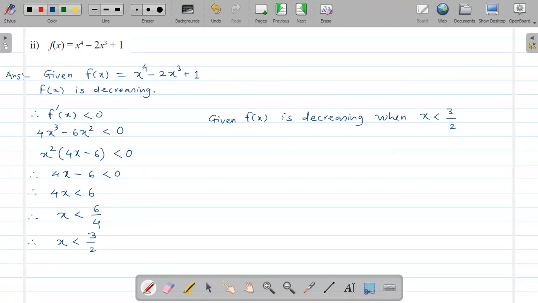See here we get the two factors, that is x square into 4x minus 6. So you have to consider that 4x minus 6 is less than 0, and that's why you will get x less than 3 by 2. Okay. So the answer depends on the factors that you require from the derivative. So see this answer, and you have to write that x is less than 3 by 2 on the real line.